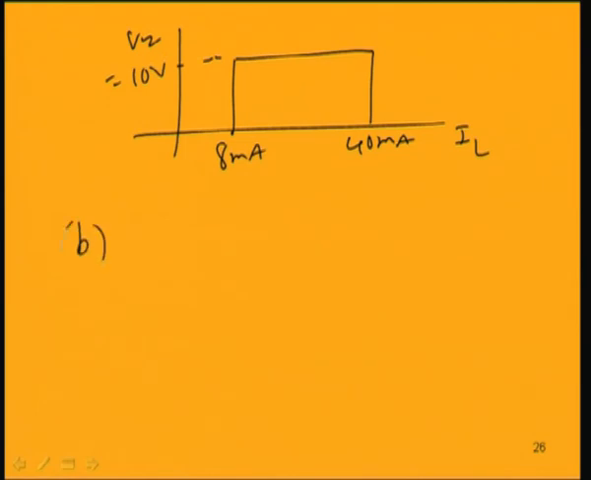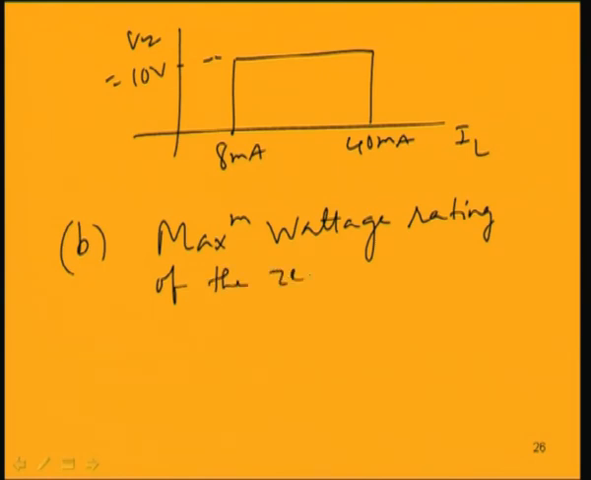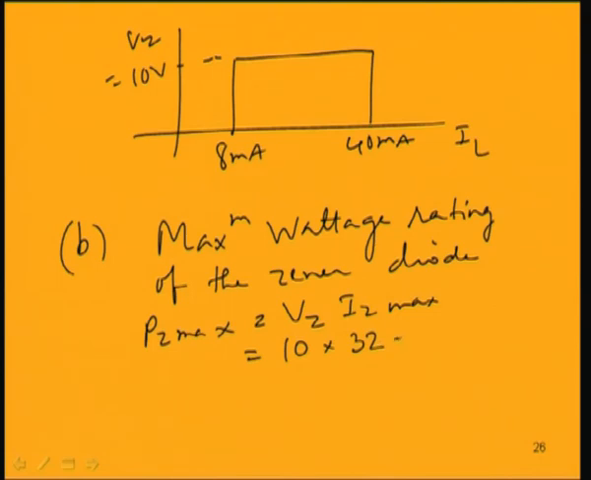Now, second part, B part, is the maximum wattage rating, not voltage, maximum wattage rating of the Zener diode to be found out. So, what is the maximum wattage rating? It is given by VZ times IZ max. VZ is 10 volt, IZ max is 32 milliampere, which we have been provided in the data sheet. So, 320 milliwatts will be the maximum power rating of the diode.